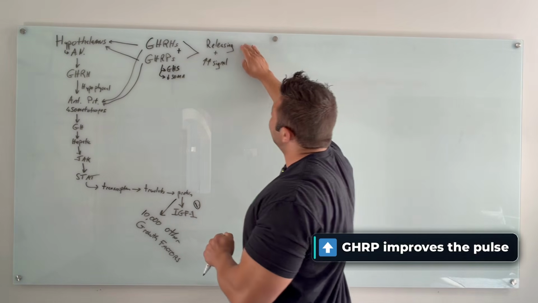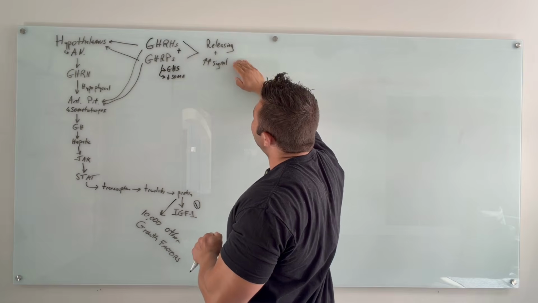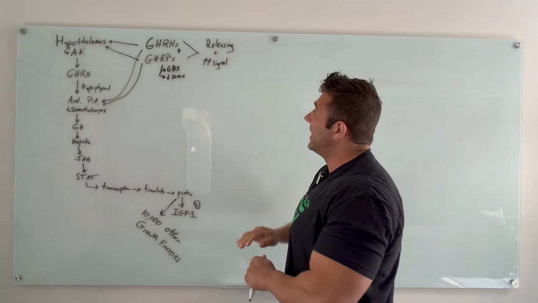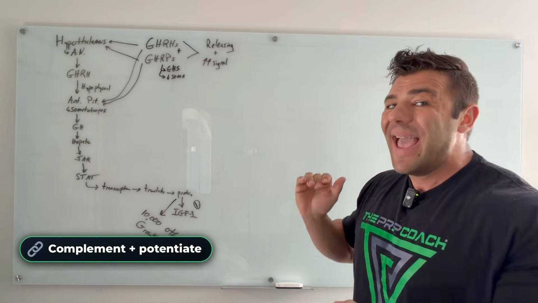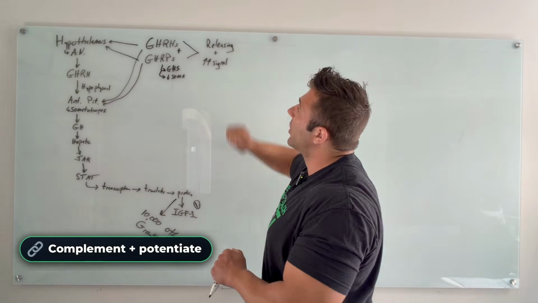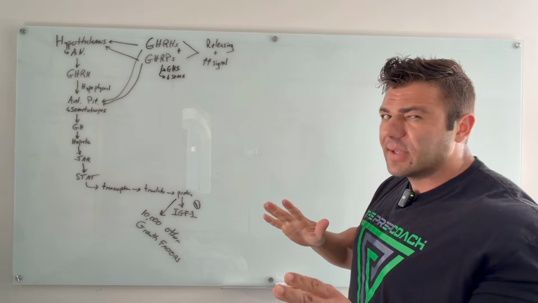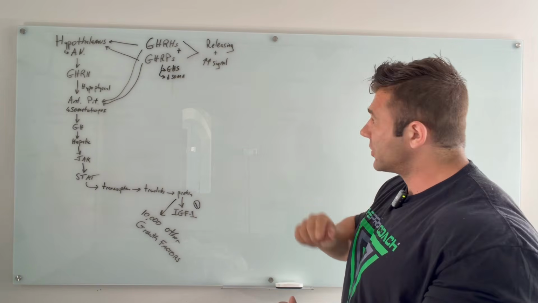So if we have releasing and having a high strength of pulse, this improves the strength of the pulse and the duration. So I'm saying improvement in signaling, but it's doing everything. It's complementing and potentiating everything that your growth hormone releasing hormone's doing. So that's why usually they're combined, but not all the time for different reasons and purposes, which we'll talk about.